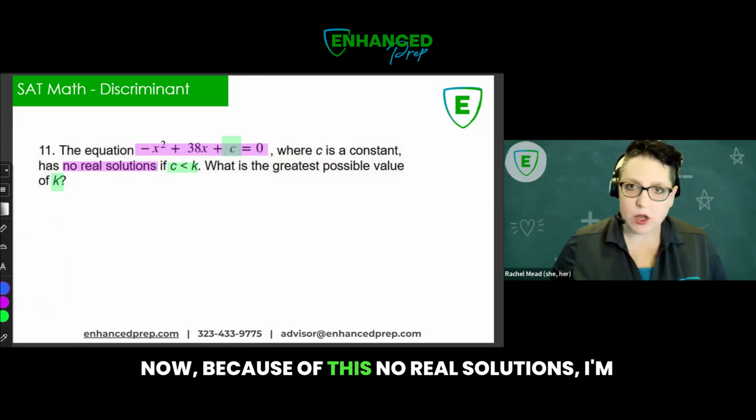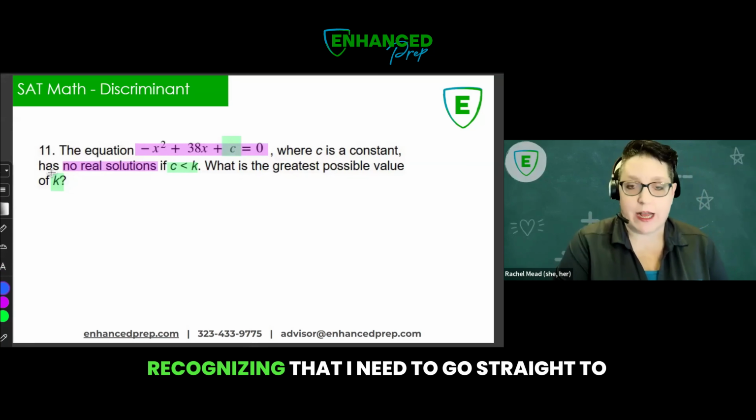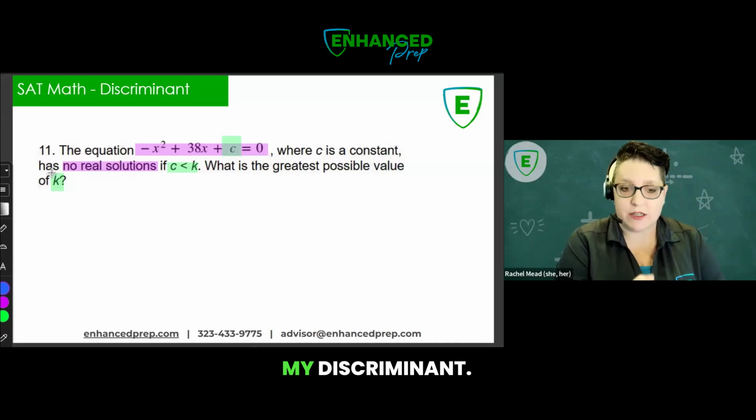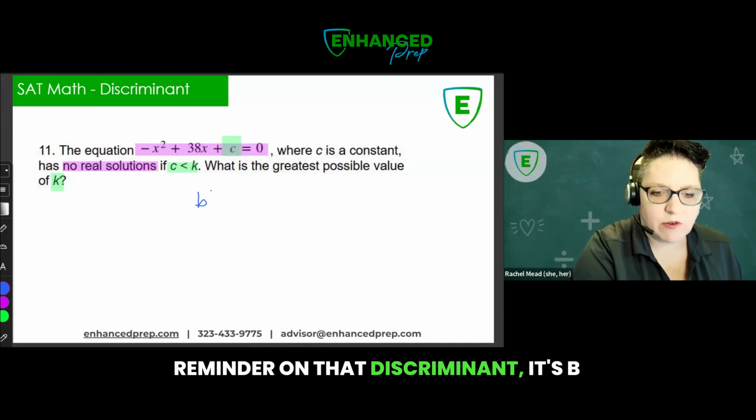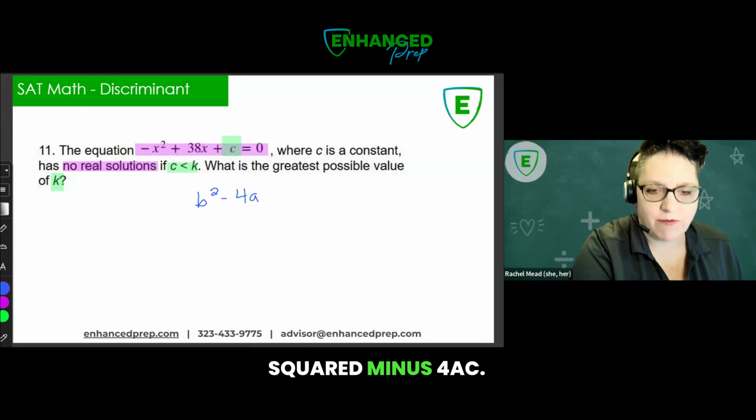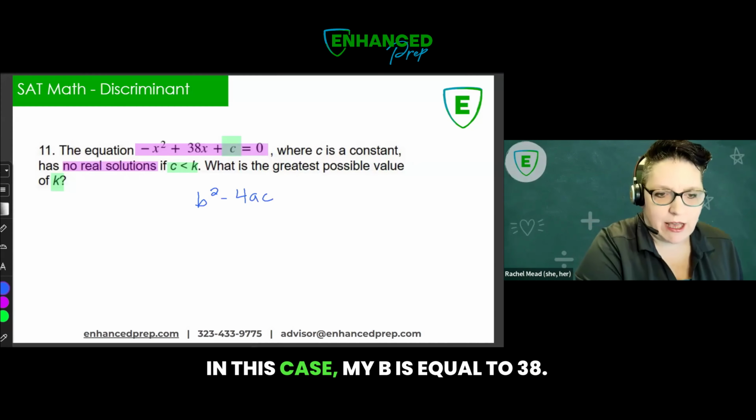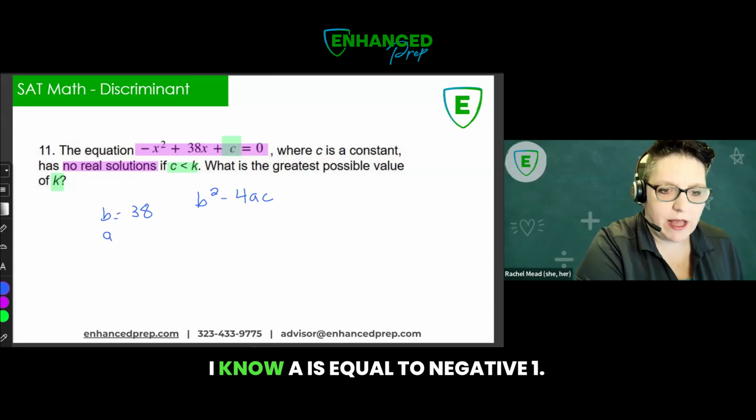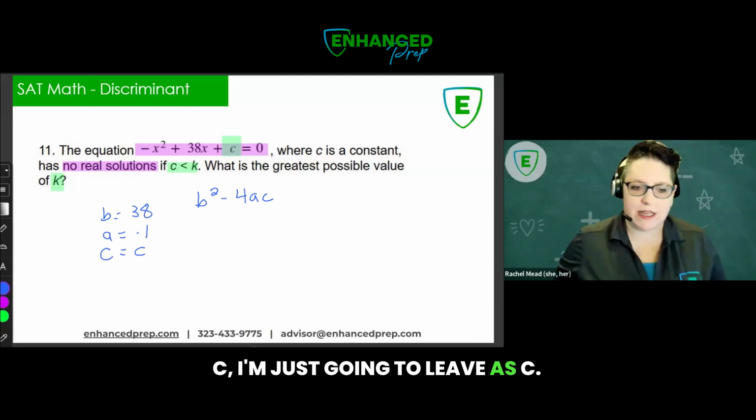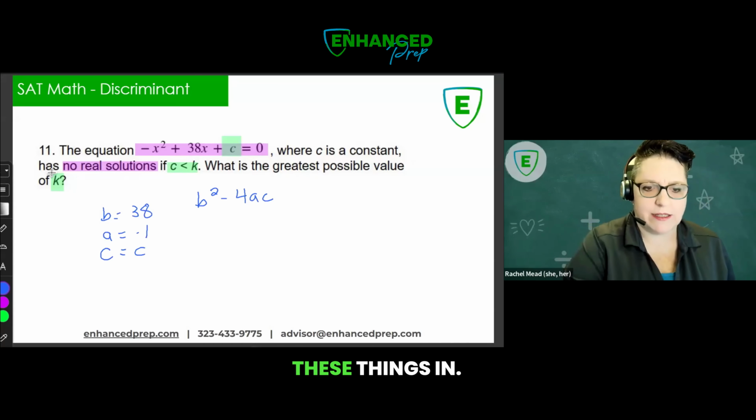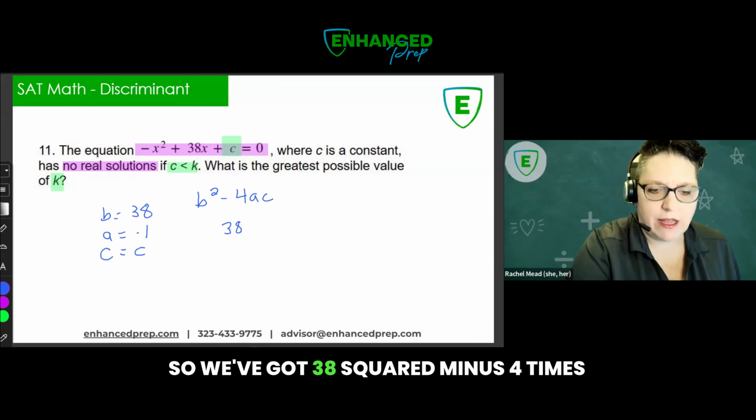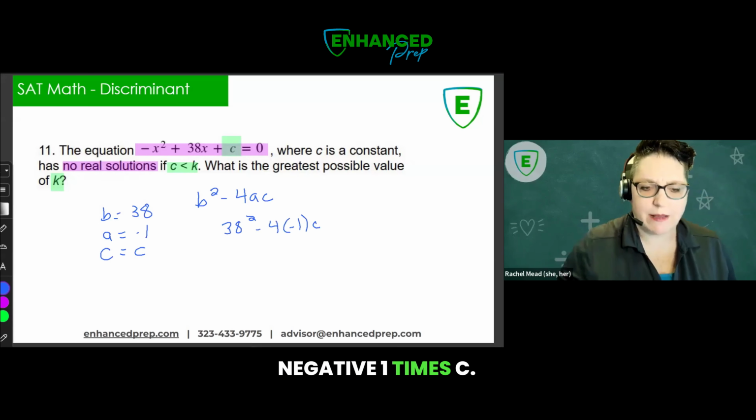Now, because of this no real solutions, I'm recognizing that I need to go straight to my discriminant. Reminder on that discriminant, it's b squared minus 4ac. In this case, my b is equal to 38. I know a is equal to -1. C, I'm just going to leave as c, and I'm going to come through and plug these things in. So we've got 38 squared minus 4 times -1 times c.